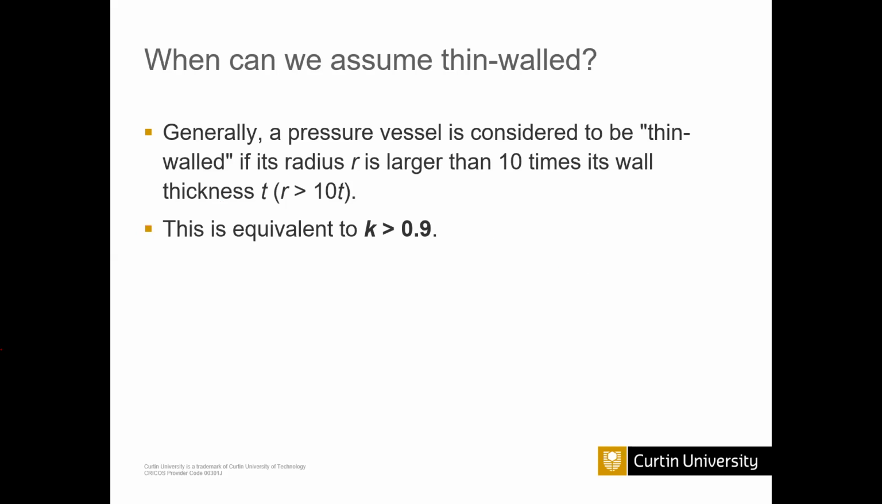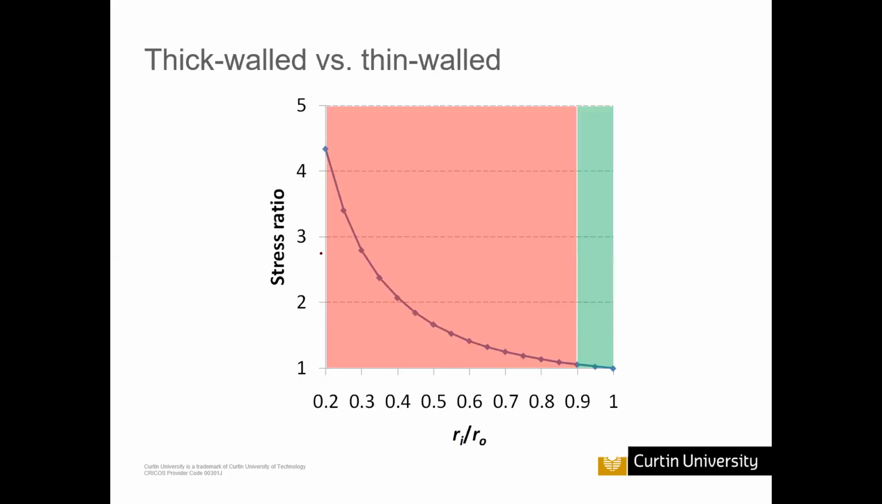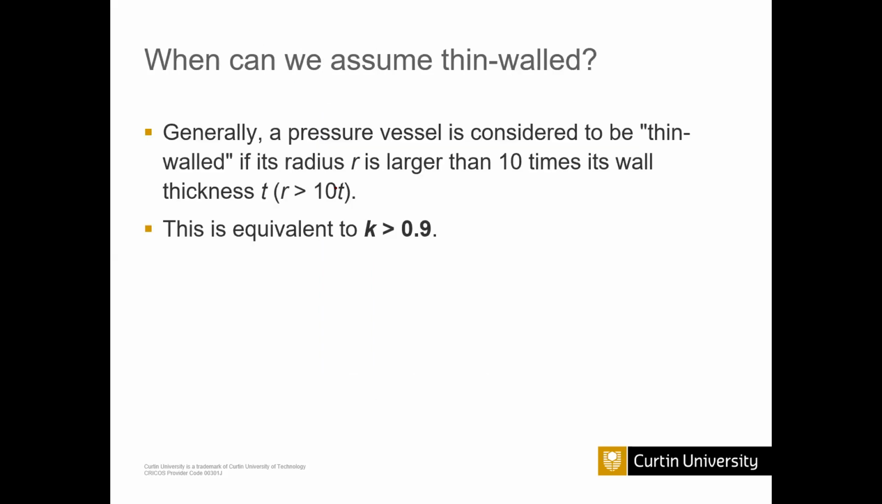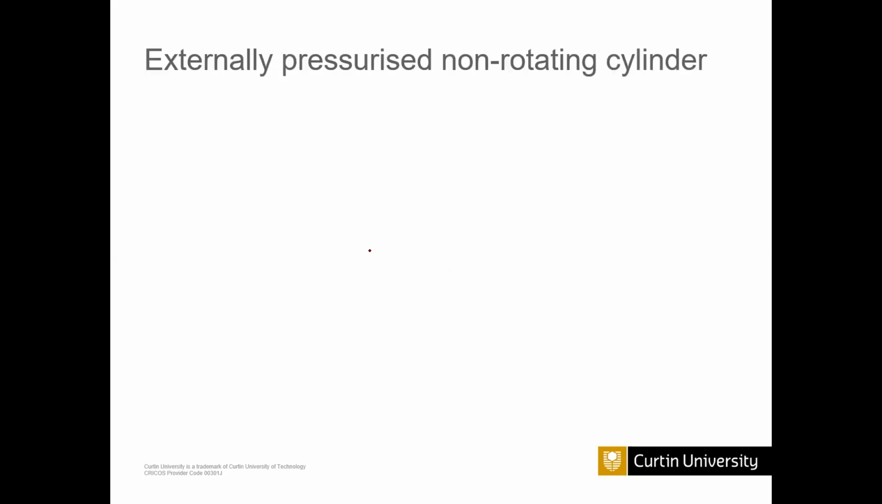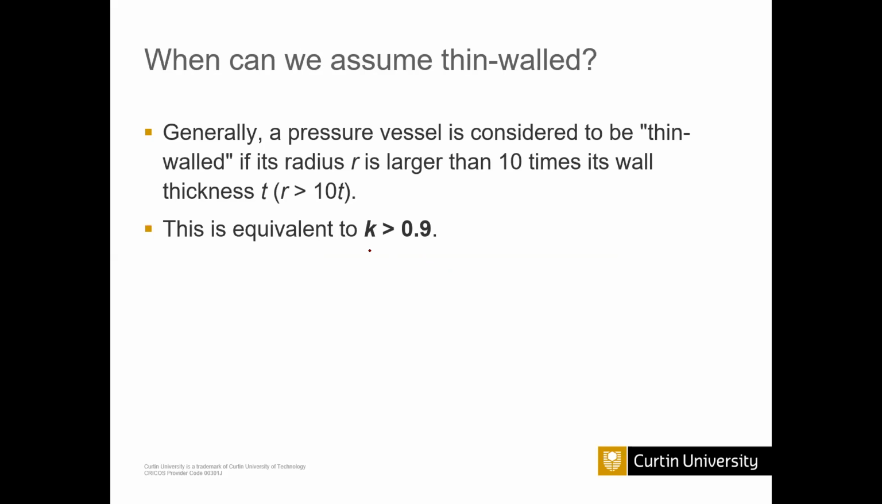Very simply we can say, using this graph, if the K value is higher than 0.9, that means it is very close to the 10T limit, so then it is a thin wall. Are we clear about that? Any questions? Yes, sir. Okay.